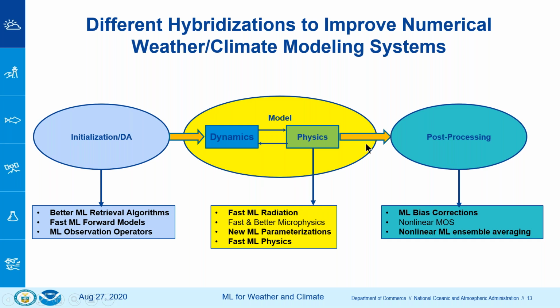For the model itself, all these applications have been already developed. For model physics, fast machine learning radiation has been developed. New machine learning parameterizations: there are a lot of works now devoted to developing new machine learning moisture parameterizations. Fast machine learning physics, complete physics, can be emulated with machine learning. I will show you this example. For post-processing: bias correction, nonlinear machine learning ensemble averaging. I will show you this example. Nonlinear MOS is possible.